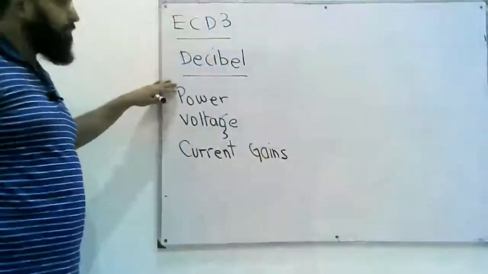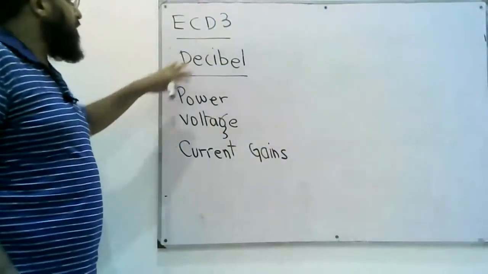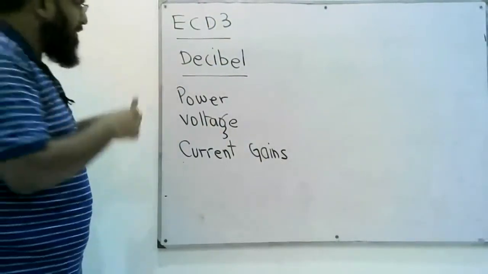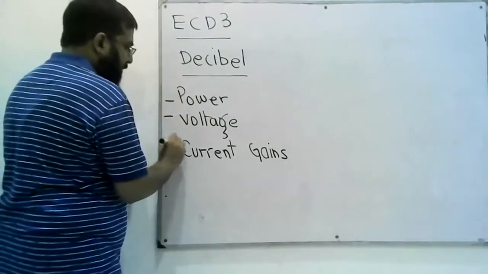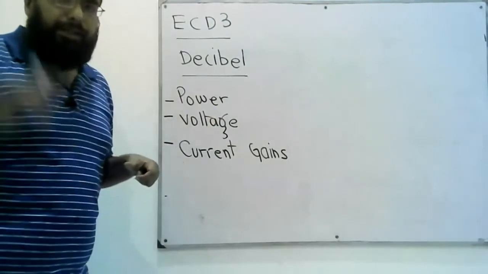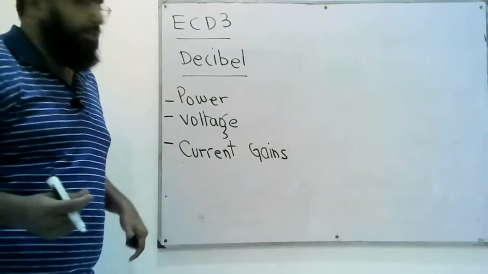Welcome to the third lecture of electronic circuits design. In this lecture, we'll study decibels. Decibel is a way we can represent power, voltage, and current gain in terms of dBs, decibels.